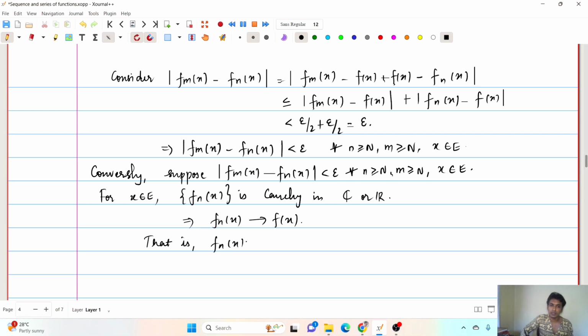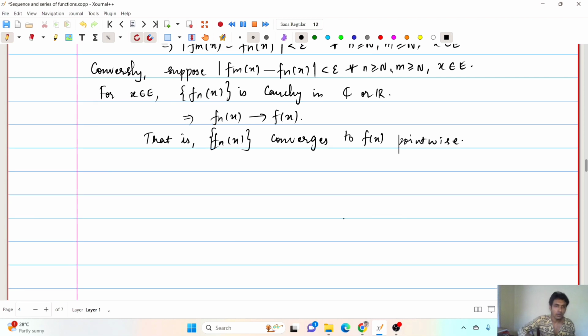That is, fn of x converges to f of x pointwise. Now the convergence is established. Now we will have to justify that the convergence is uniform. For that purpose, let us take epsilon to be positive. Let it be given.